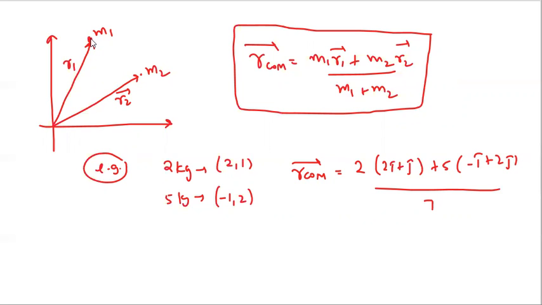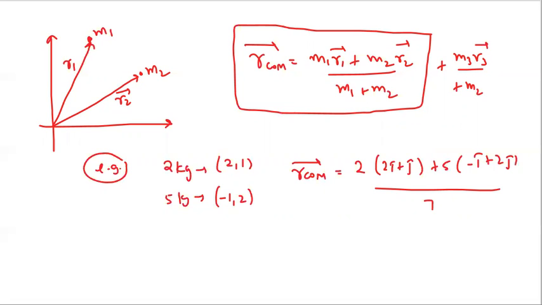So m1 is at a point, m2 is situated at a point. Suppose we have 3 masses, then you can add m3 r3 in the numerator and plus m3 in the denominator. If we have 4 masses, then you can just expand this formula. Okay, so this is how you have to calculate center of mass when point objects are there.